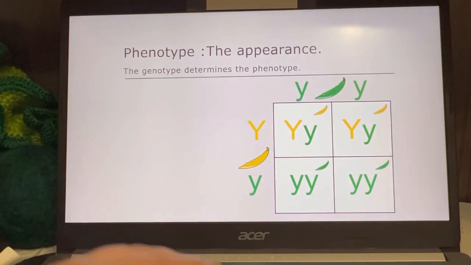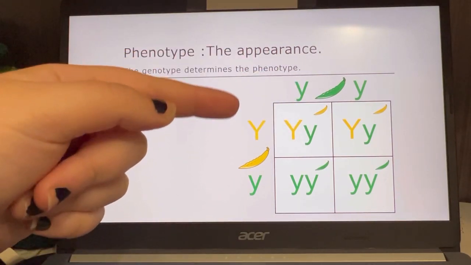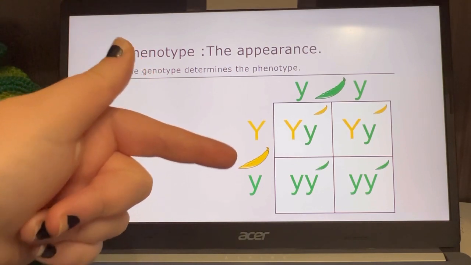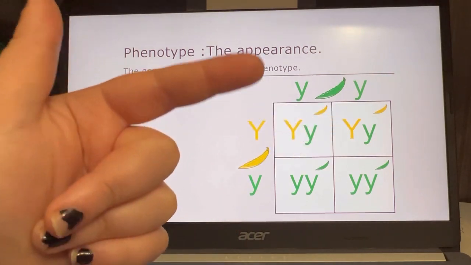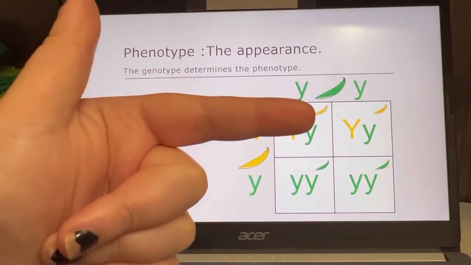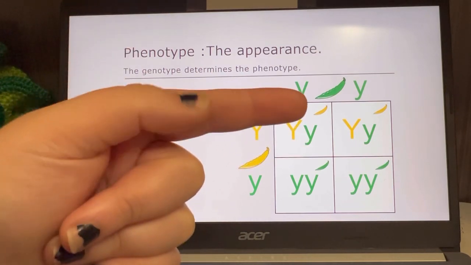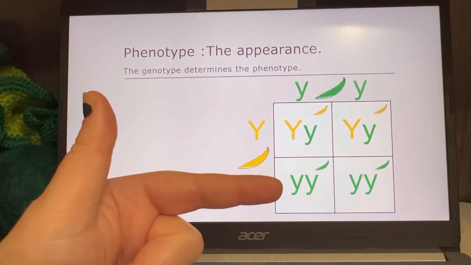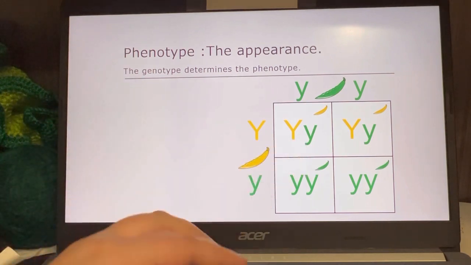Alright. So, for this diagram here, we have yellow peas and green peas. Yellow peas are dominant and green peas are recessive. So, when we have our Punnett square, because yellow is dominant, that's what's expressed. So the genotype is uppercase Y, lowercase y, and the phenotype is a yellow pea. For the green one here, the genotype is 2 lowercase y's, and the phenotype is a green pea.